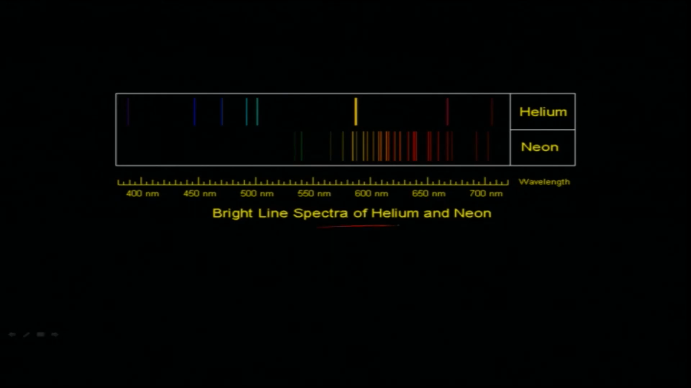The bright line spectra of helium and neon are shown here, which are at various different wavelengths, but lasing generally occurs at 633 nanometers, 632.8 nanometers, as one of the popular wavelengths of the helium-neon laser, where the transfer has occurred.